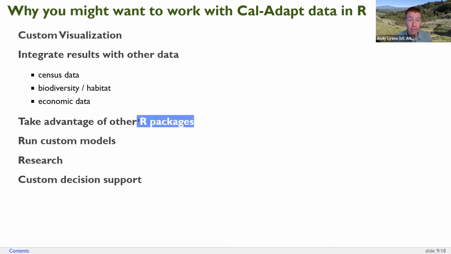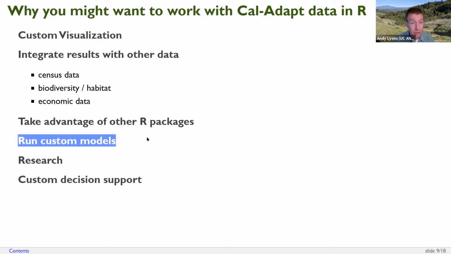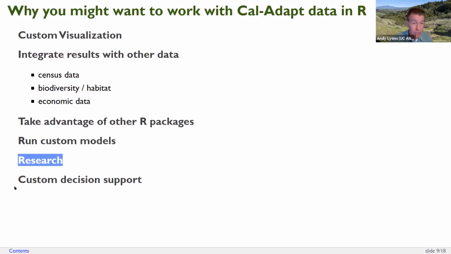R has thousands and thousands of packages. Many of them are tailored towards these kinds of analyses. Some of them are tailored towards climate stuff, like growth models, chill hours and growing degree days and stuff, right? You can also run your own models, right? So you may be doing something new, a new way to compute heat impact, or some new way to compute runoff or something like that. R is a good platform for doing that kind of research, that kind of low-level testing out stuff.